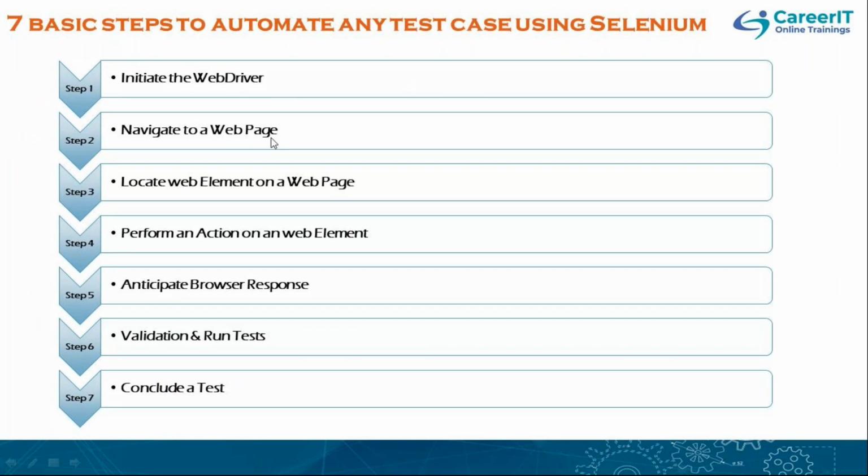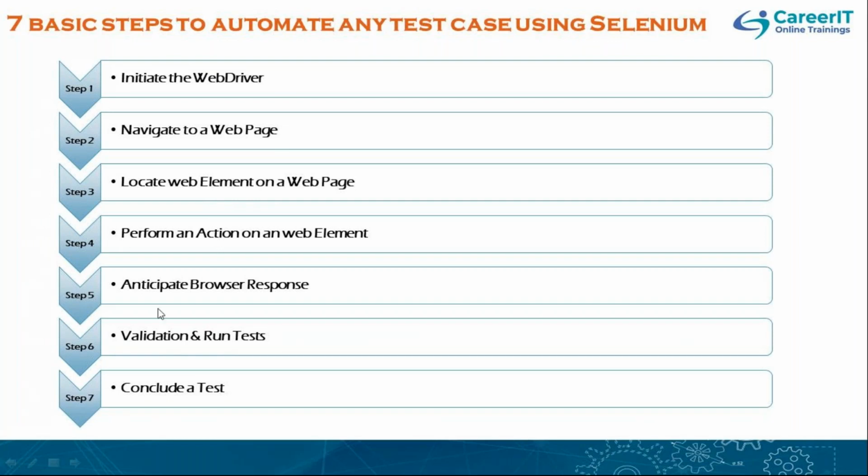And the third step is locating the web elements. Web elements are things like buttons, checkboxes, radio buttons, and so on. First we need to locate them, find where they are, using the web element properties. Then in the fourth step we are going to perform actions on them, like clicking, selecting an option from the drop down, selecting a radio button or checkbox, clicking on buttons, and so on.